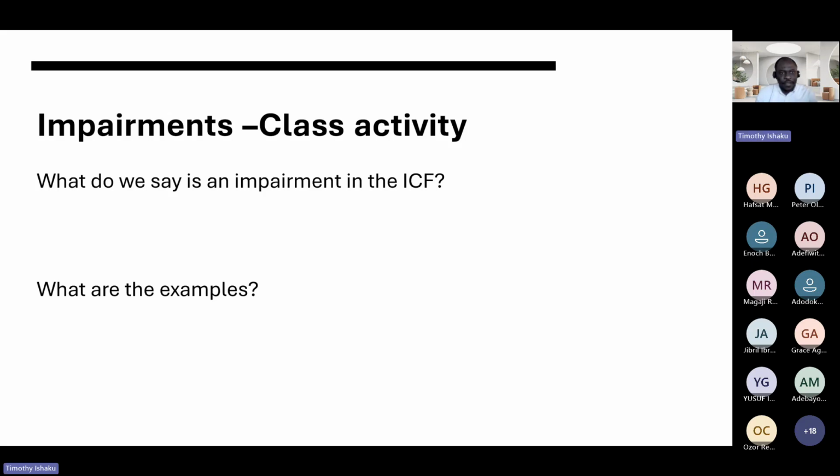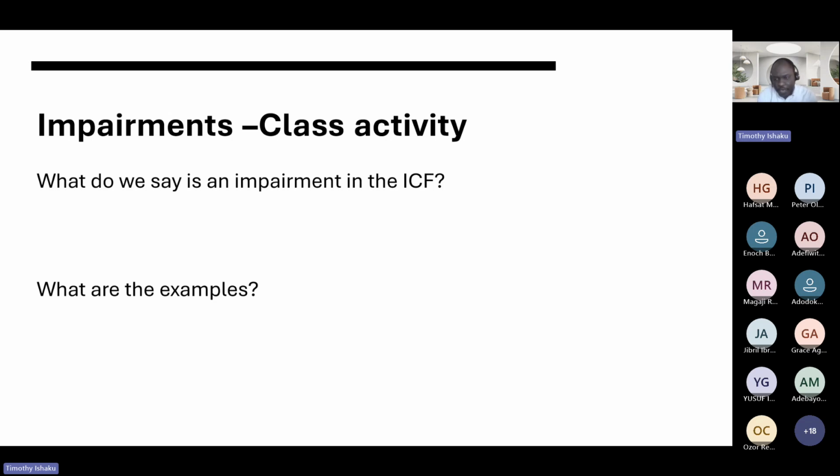So the first bit is the impairment level. Having looked at the ICF framework, we said the impairment level is a problem in the body structure and function. So think of the biological derangement or abnormality that can affect the person's body. My question is over to you.